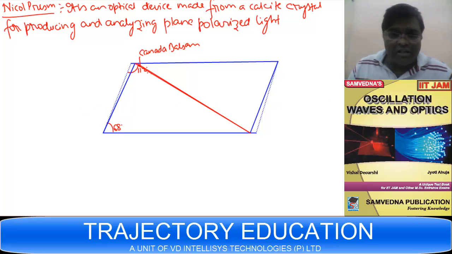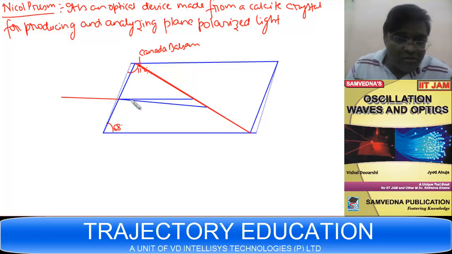Now the light which is incident on the calcite crystal, like this, will break into two lights: ordinary and extraordinary. Say this is extraordinary and this is ordinary. The ordinary has its vibrations perpendicular to the principal section, and the extraordinary has its vibrations parallel to the principal section.